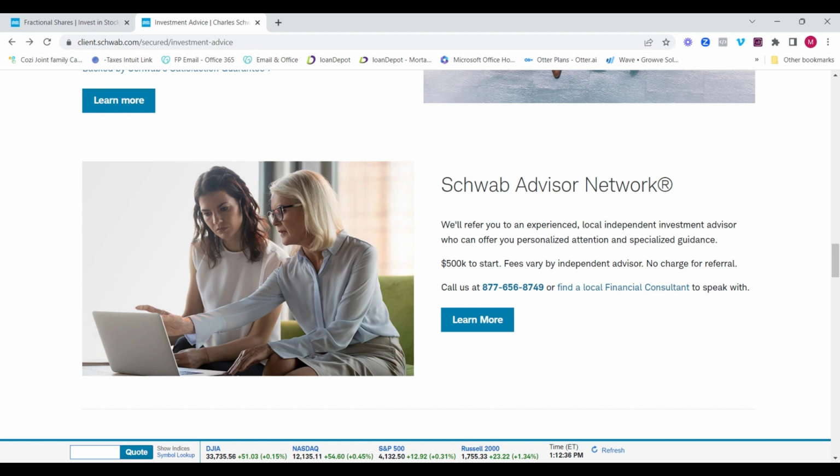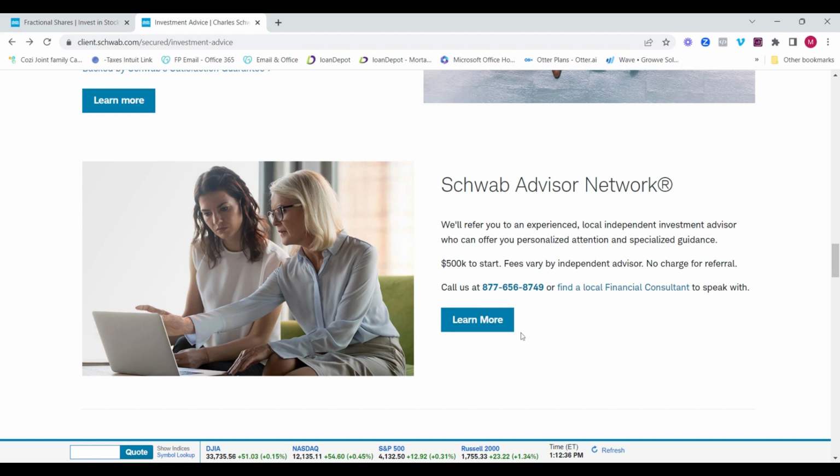You can go higher up or more flexible. There's a Schwab Advisor Network. So imagine that there are local advisors around you, but they use Schwab to execute their business. Well, there's $500,000 to start. And then the fees do vary. So it's not a standard amount that's charged. It really depends.